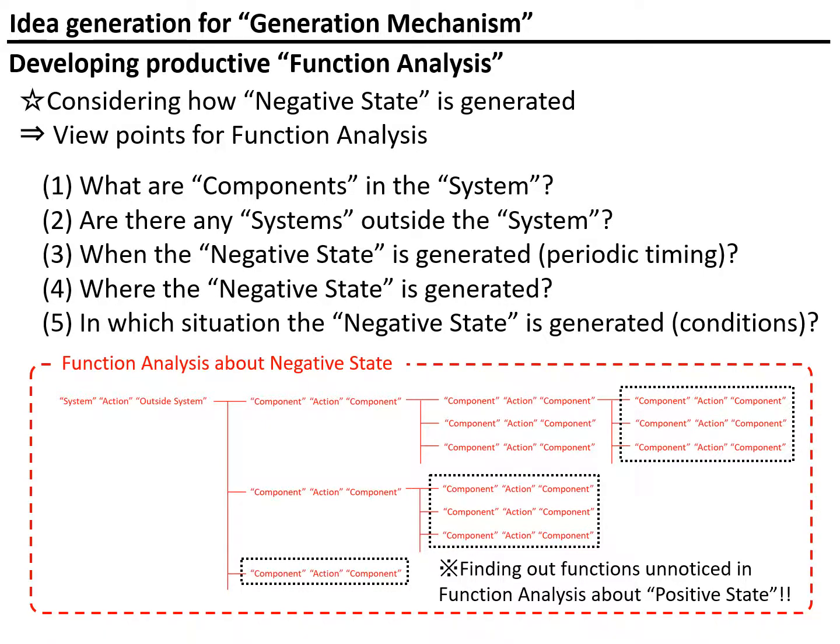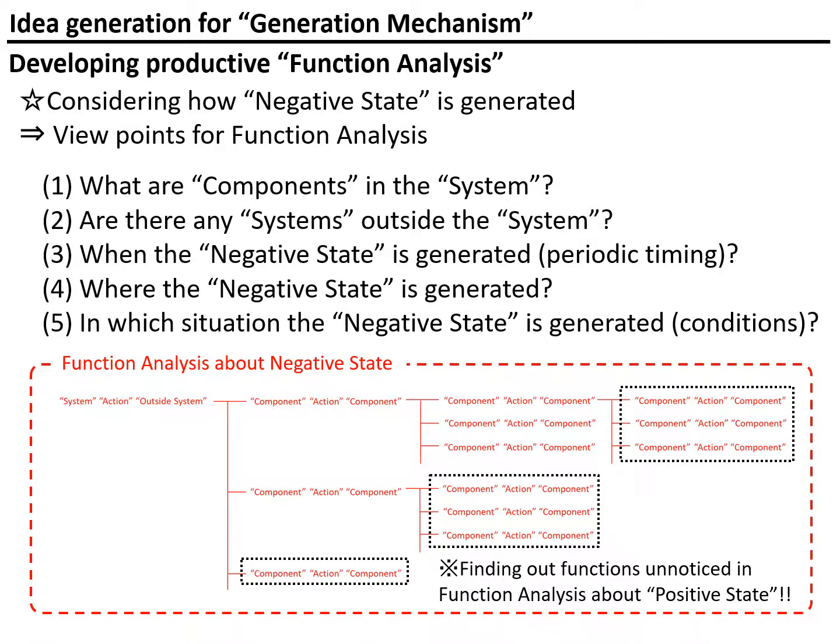The next thing you should do is consider how negative state is generated. On the basis of the previous function analysis performed in the last slide, you should have other viewpoints based on the same questions. What are the components in the system? Are there any systems outside the system when the negative state is generated, including periodic timing, and where the negative state is generated, and in which situation the negative state is generated, under which conditions?